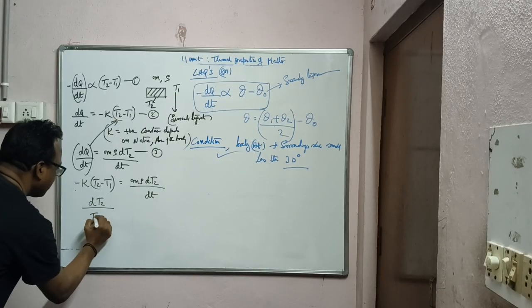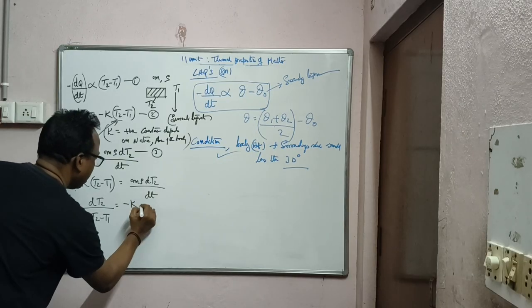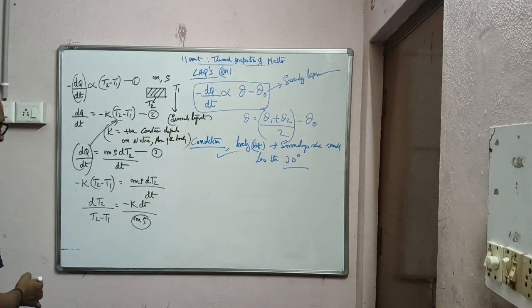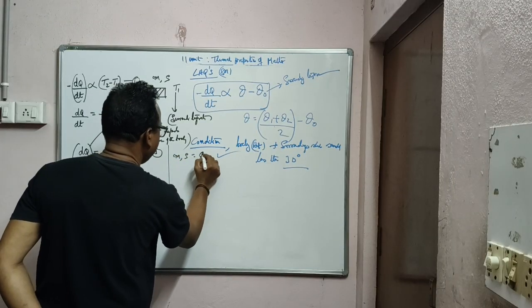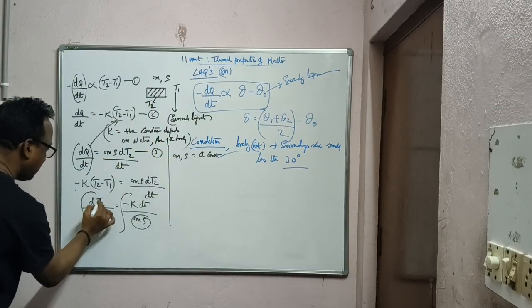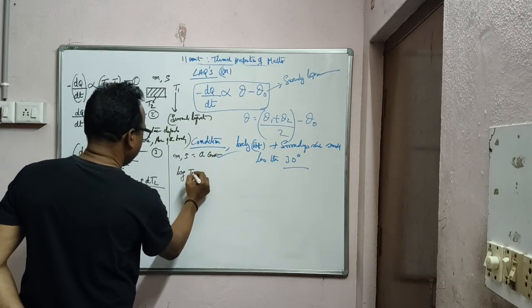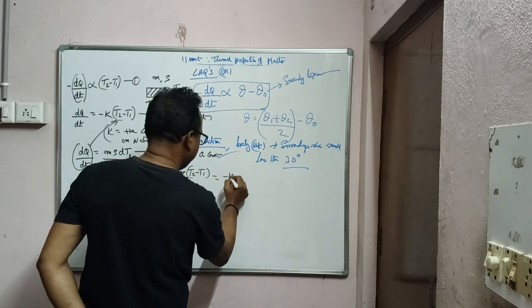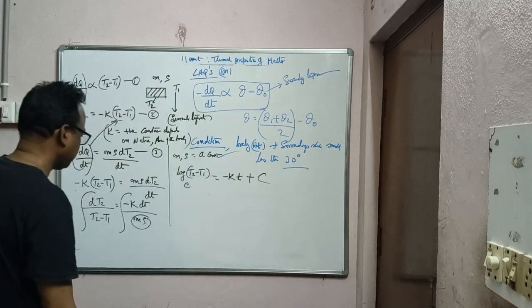dT2 by (T2 minus T1) is equal to minus k into dt by ms. Here ms is a constant, please. Mass of the body is equal to a constant. So I am removing it. Now integrating this one, this is log x, and you will get it as log (T2 minus T1) with base e. It is minus k integral of dt, again another constant, a new constant.